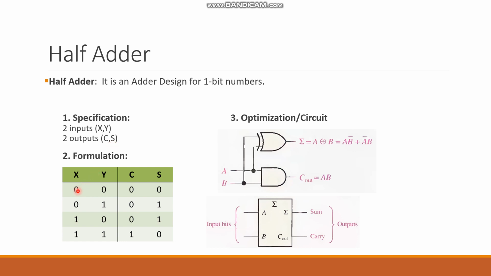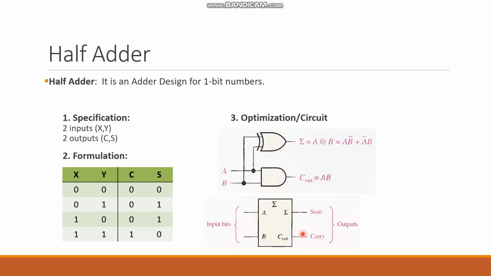For example, when you add 0 and 0, you get 0. When you add 0 and 1, the result is 1. 1 added to 0, the result is 1. 1 added to 1, the result is 2, and 10 is 2 in binary.